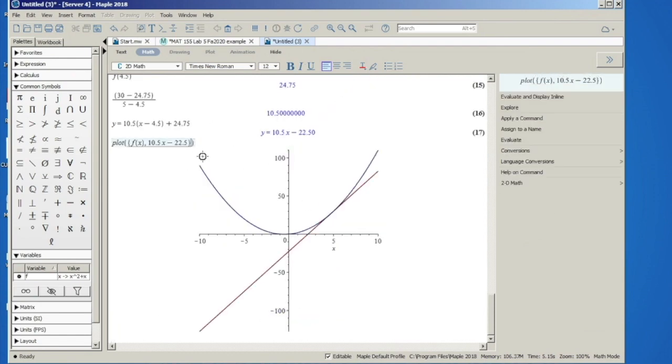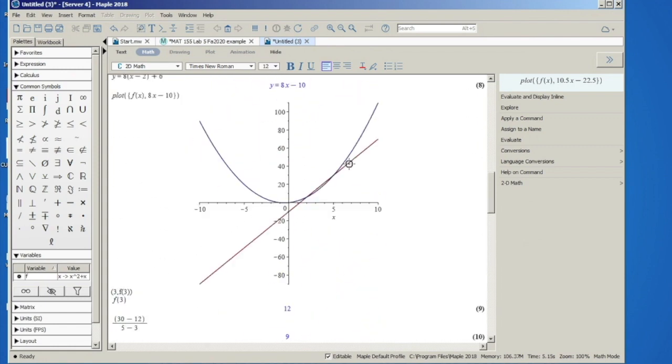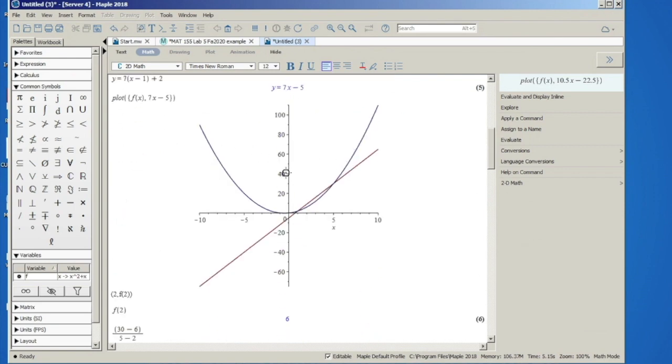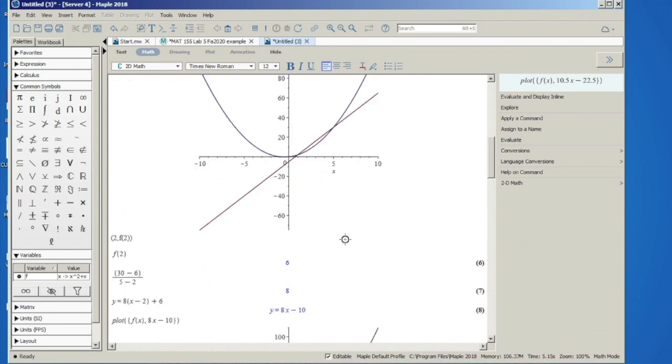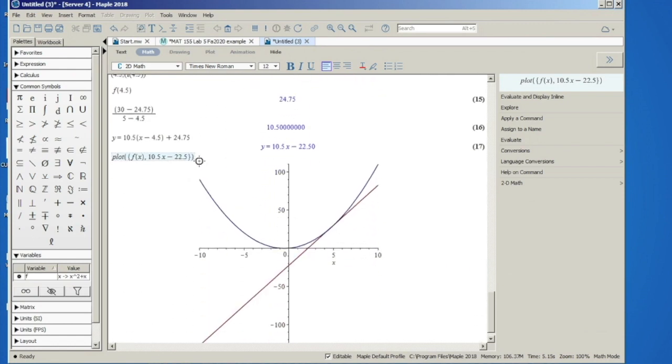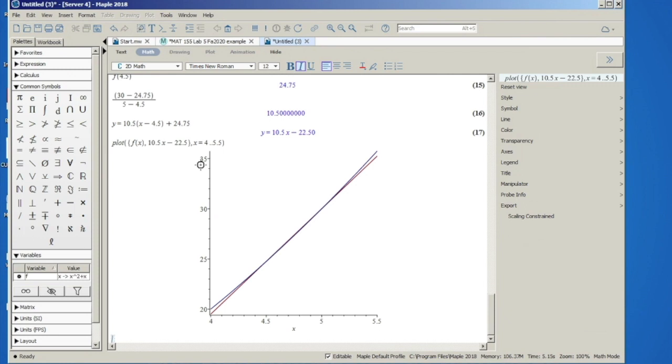And this is now really looking like the tangent line. So as we can see, the more that we have approximated, the closer we've gotten, the better our approximation has gotten. So now more and more we're looking like the tangent line. So let's just zoom in to see what we have. So x equals, I'll do 4 to 5.5. And this definitely looks like the tangent line at 5.